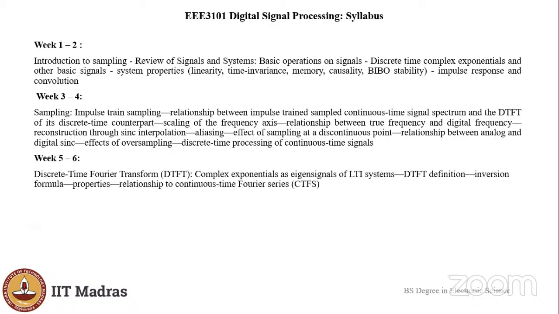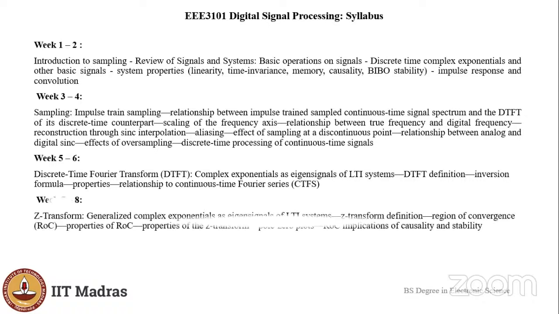In weeks 5 and 6, the concept called the discrete time Fourier transform will be discussed. You might have studied the continuous time Fourier transform, or normal Fourier transform, in your signals and systems. That was for continuous time signals. Here for discrete time signals, you have a transform known as the discrete time Fourier transform. That will be discussed in weeks 5 and 6. There are many properties of the DTFT that will be discussed, and the relationship with the continuous time Fourier series will also be discussed. Then in weeks 7 and 8, you will have a transform known as the Z transform. It is very important.